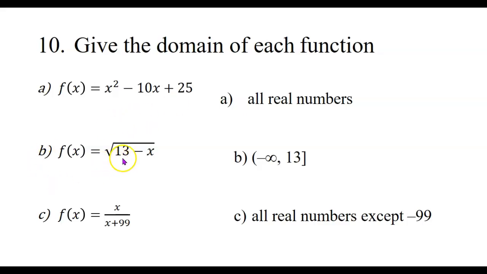For b, we're taking the square root of 13 minus x. And in order for that to work and to give us a real number answer, the 13 minus x has to be greater than or equal to 0.